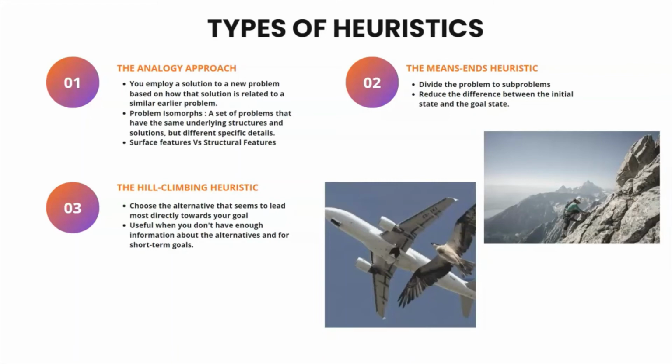Next, you're going to look at the means ends heuristic. Okay, so when we look at the means ends heuristic, we need to know that there are two important components to it. One is that we have to divide the problem into several sub problems. And the second thing is that we have to try to reduce the difference between the initial state and the goal state.